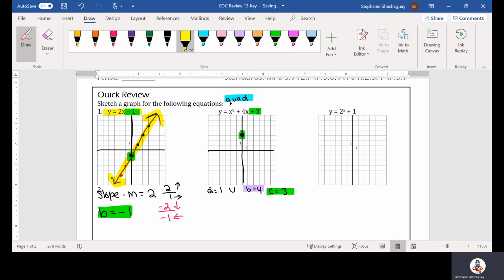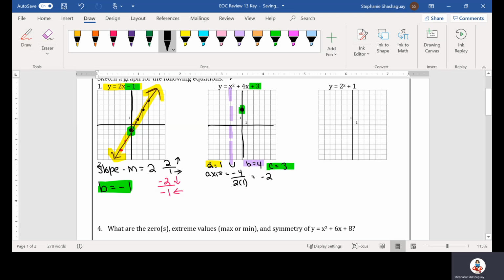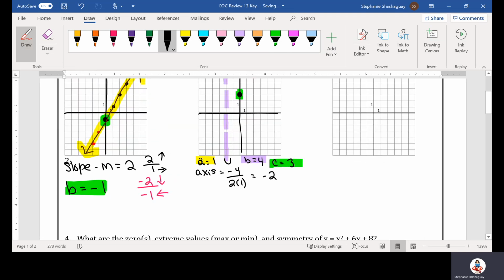All right. So using my b term and my a term that I have here, I can determine my axis of symmetry. I'm just going to put axis. So that's going to be negative 4 divided by 2 times 1. So that's going to equal negative 2. So that means my axis of symmetry is going to pass directly through my vertex. So now I can create my table to find my other points to graph.